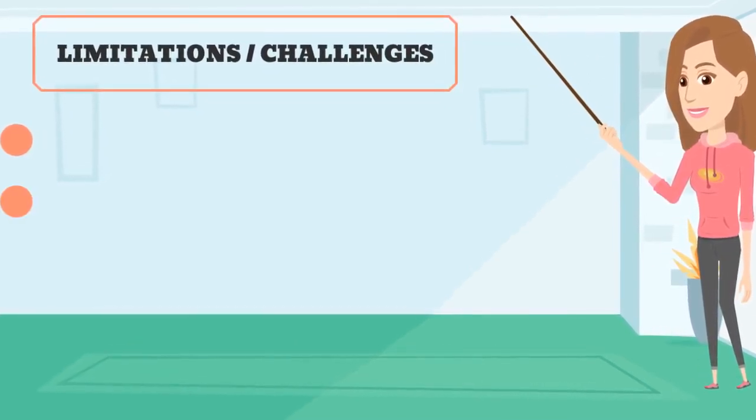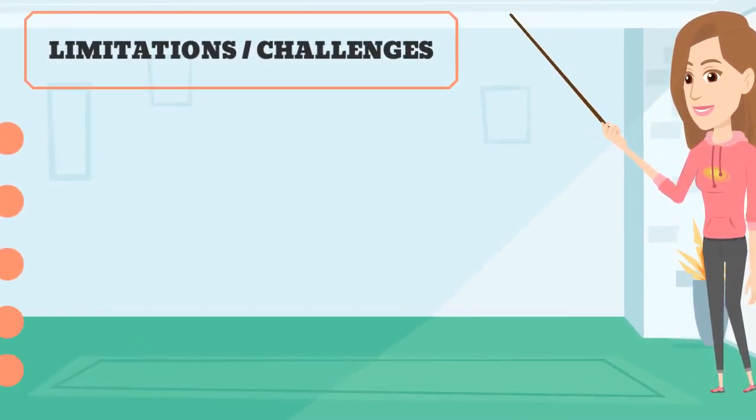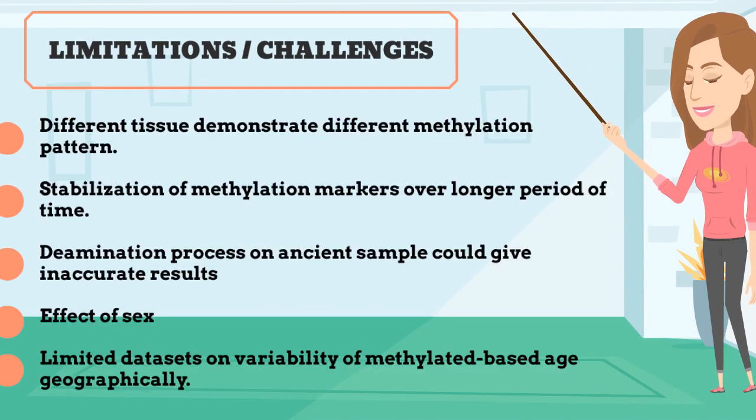However, there are some limitations and challenges in developing the most suitable methylation marker. Firstly, different tissues demonstrate different methylation patterns. Next, stabilization of methylation marker over a longer period of time are in question. Next, the degradation process on ancient sample could give inaccurate result of analysis, effect of sex on the sample analysis, and lastly, limited dataset on variability of methylated base age geographically.